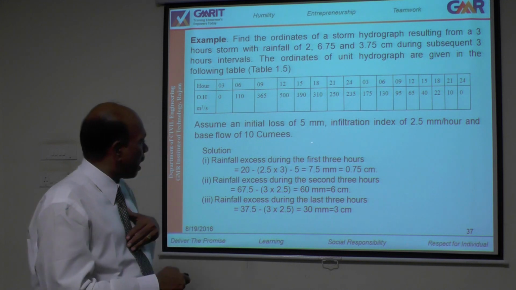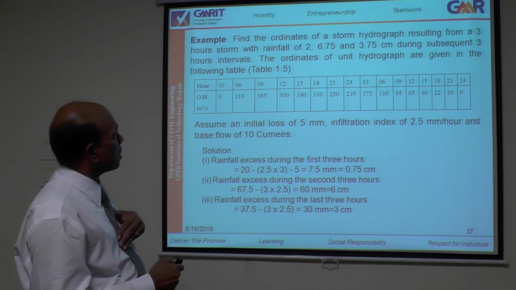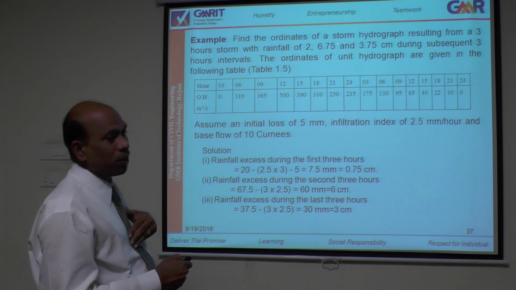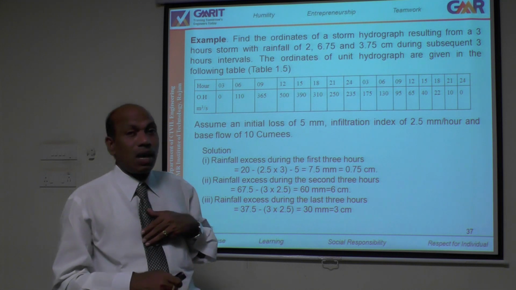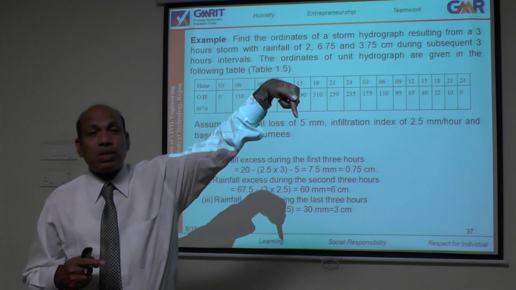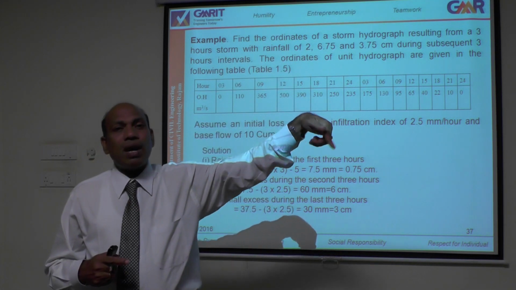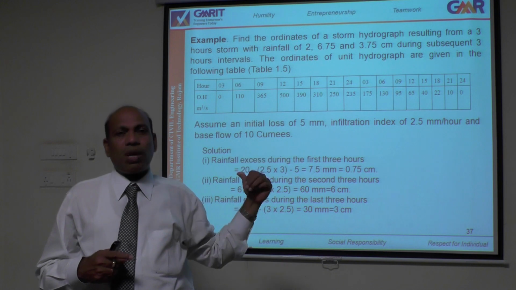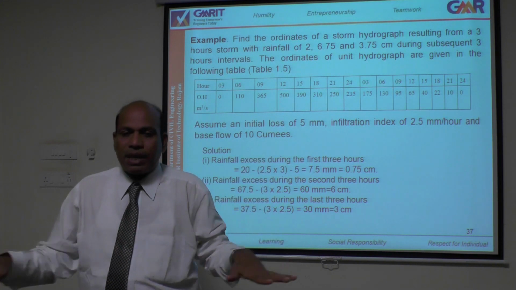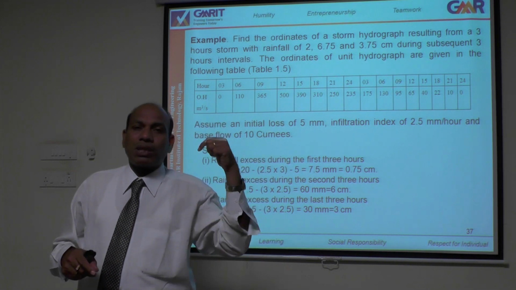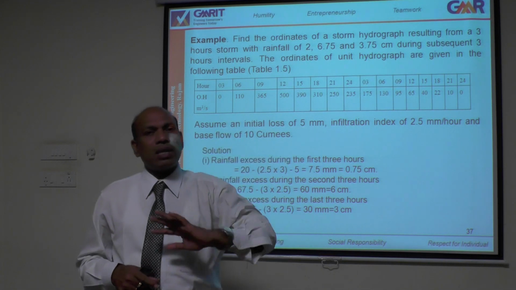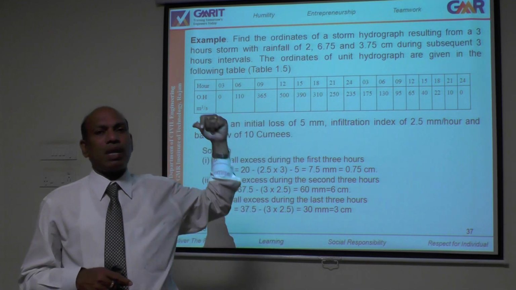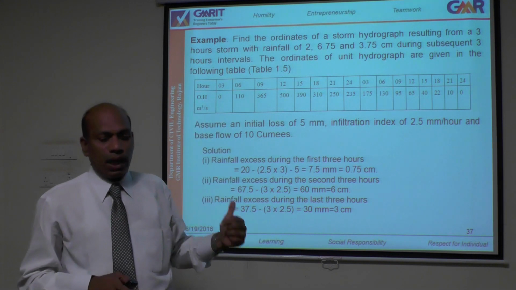And then for the second 3 hours rainfall, the rainfall depth is equal to 6.75 cm. So what are the initial losses? These 5 mm of initial losses were filled during the first 3 hours rainfall, so nothing is deducted here, because the grass and depressions were filled with the first 3 hours rainfall. That 5 mm was filled with the first rainfall, so there is no need to deduct this value from the second 3 hours rainfall depth.